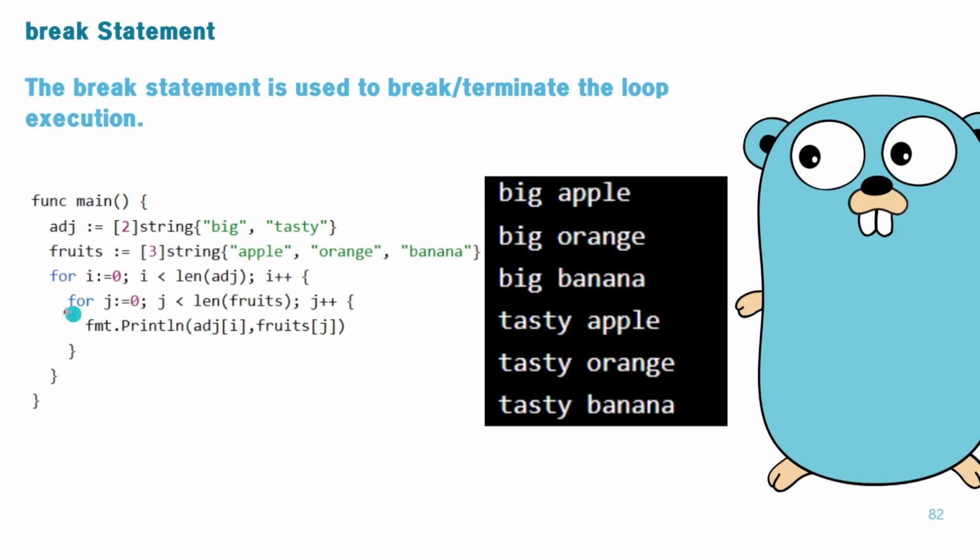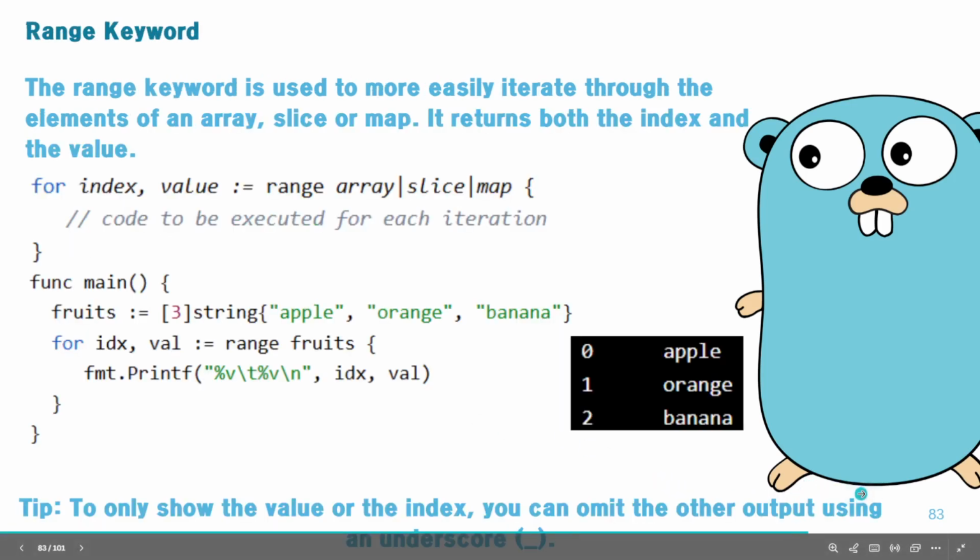Here is an example of a nested for loop. I think I have just put in the wrong image here.